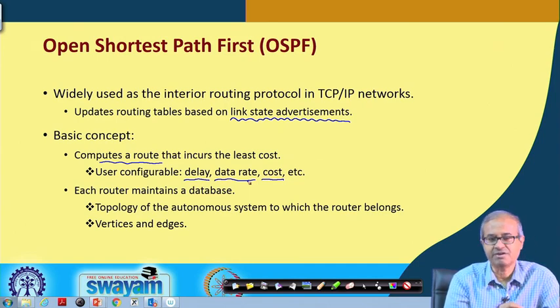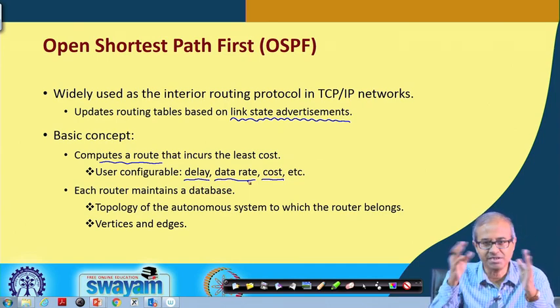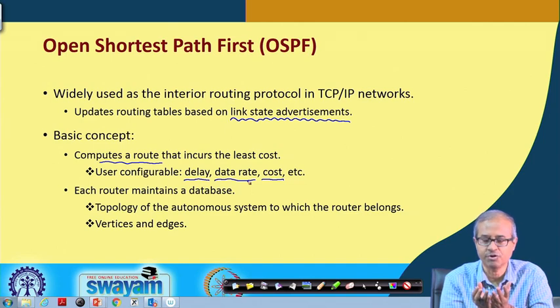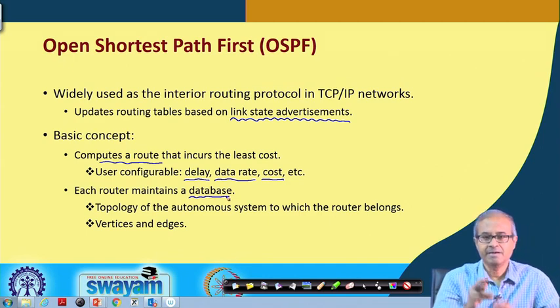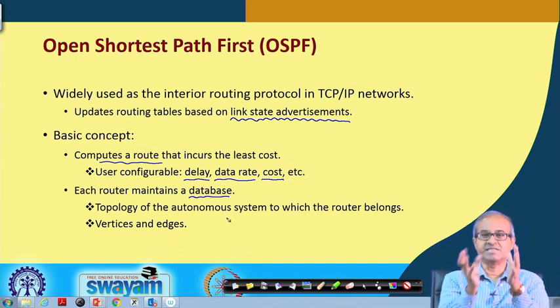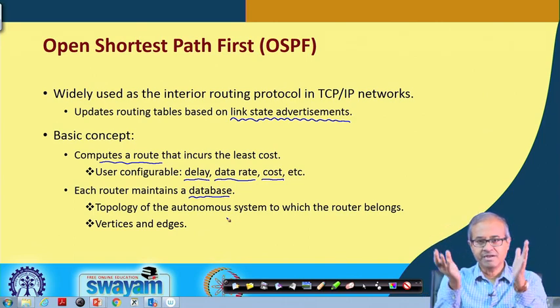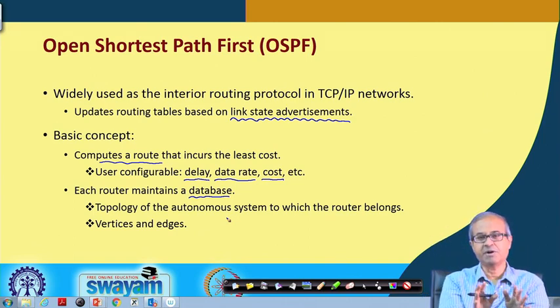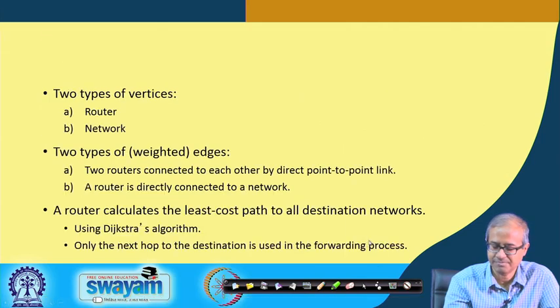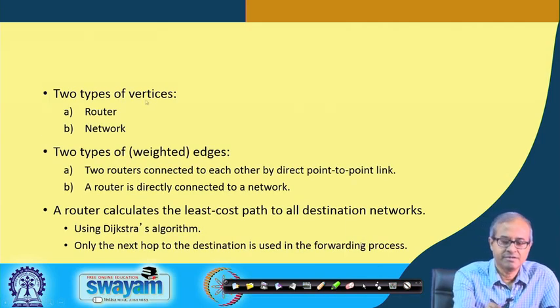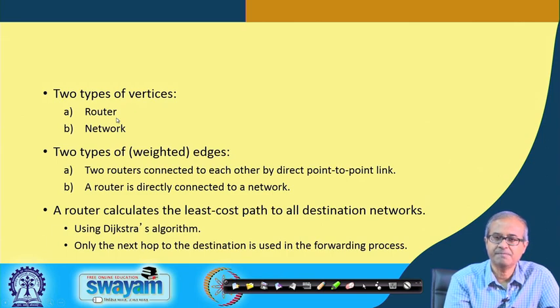So, each router will be maintaining the information about the current state of the network of the autonomous system, that we are calling the database. The topology of the autonomous system is stored in the database, how the graph looks like as per the information available with the router. And this graph will contain obviously vertices and edges, networks and routers, and how they are connected. Vertices are routers and networks.